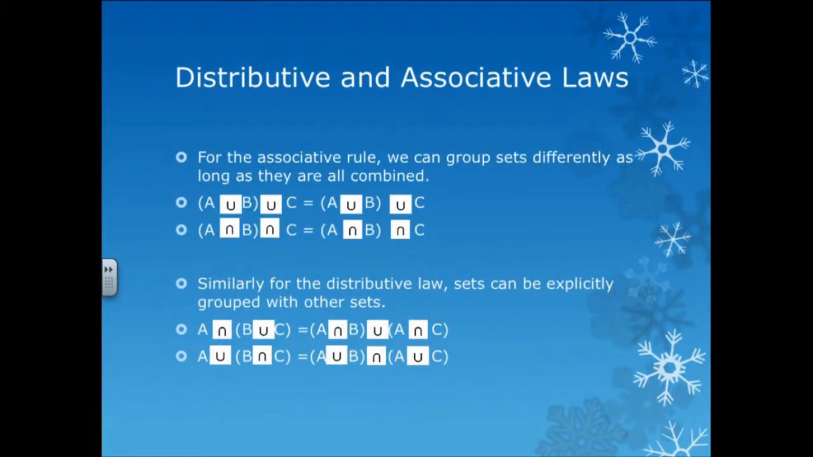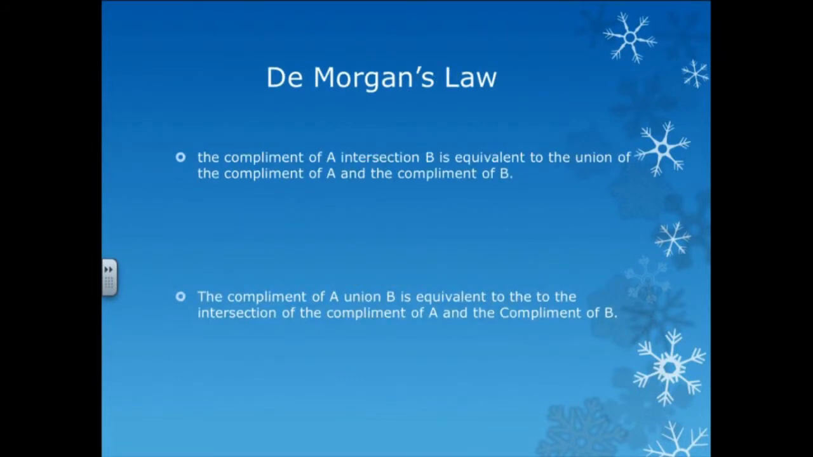Now the De Morgan's laws for sets are similar to the De Morgan's laws for propositions. The complement of A intersection B equals the complement of A union the complement of B. And the complement of A union B equals the complement of A intersection the complement of B.